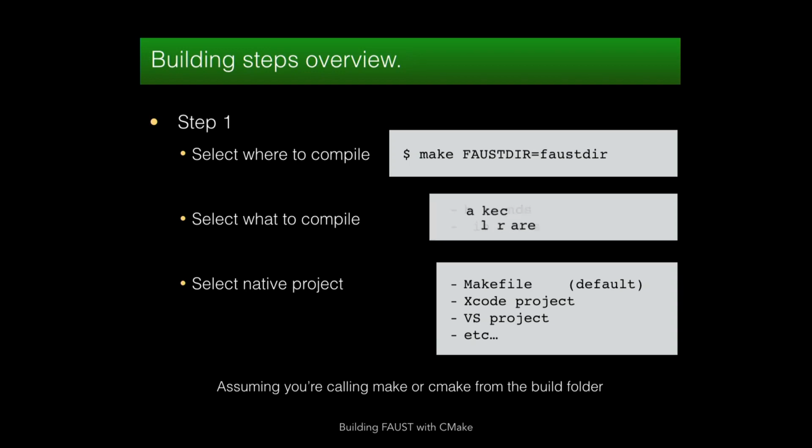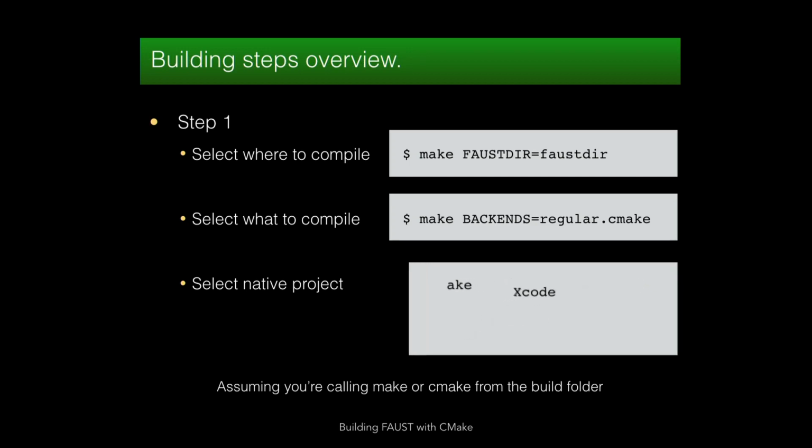You can select different backends, and I will give more details about that. You also have an option at make level to select different sets of backends, and an option to select your native project. And so you can select any native project supported by Cmake on your platform. So it depends on your platform, your operating system, and what building tools you have installed on your system.